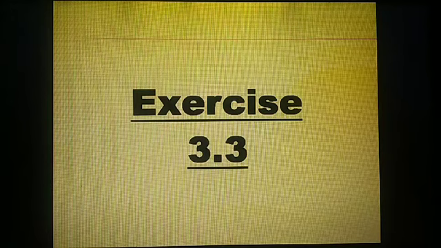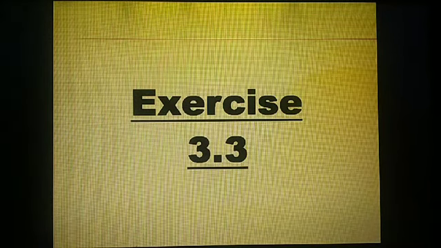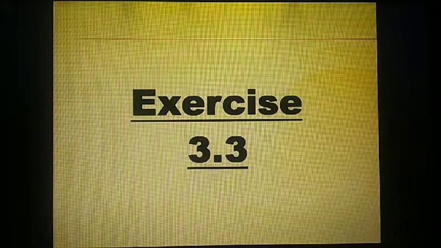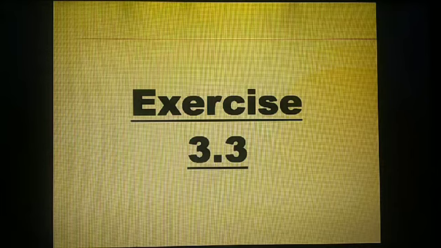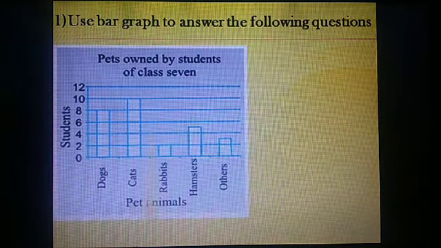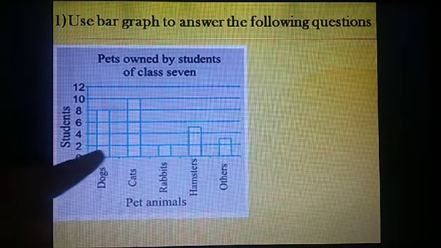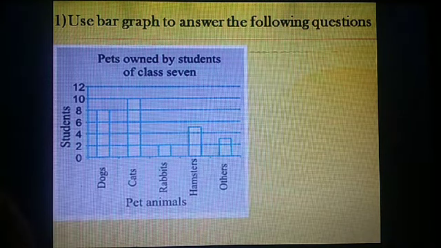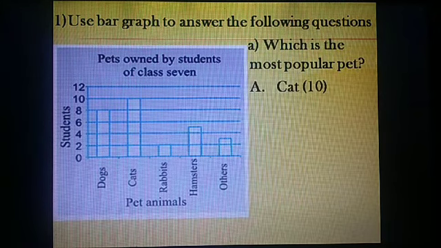Now, moving to exercise 3.3. This basically deals with bar graphs. So in exercise 3.3, we will solve bar graphs. Now in question number 1, you have to use the graph given to you to answer the question. The very first question is, which is the most popular pet? As you can see, the highest bar length or height is of cat. So yes, the answer is cat.